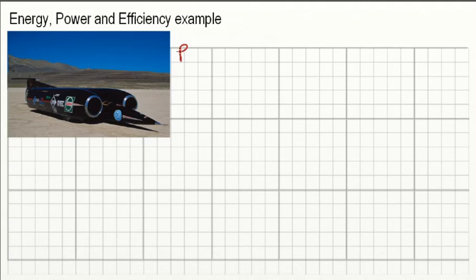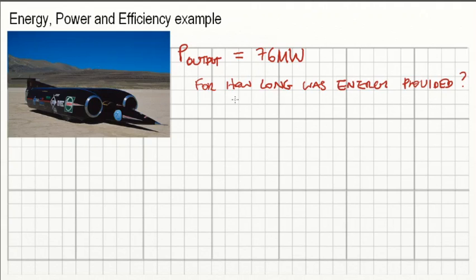Now, what if I give you some more information and I tell you that the power output of this vehicle is 76 megawatts? So you could be asked, for how long was energy provided? And here it's actually very simple. If you remember, or if you check your booklet, power is change in energy over time, or work over time.